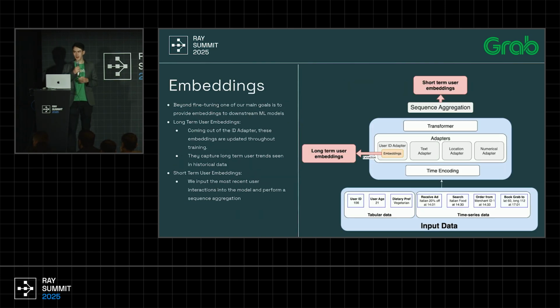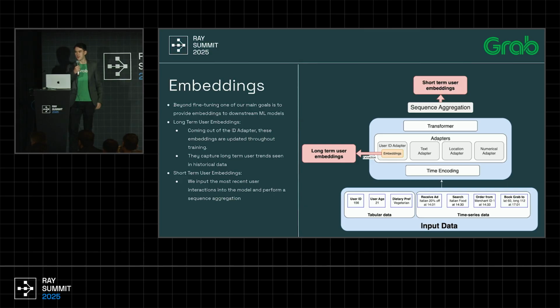Okay, so now we can train a model, but how do we extract value? As highlighted earlier, one of the easy things is to fine tune, but a less invasive approach for our downstream users is to use embeddings. So we can extract general user knowledge from our foundation model and provide it to our downstream use cases, so they consume embeddings as additional features.